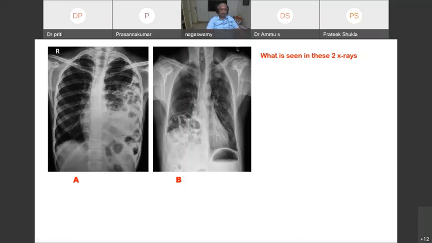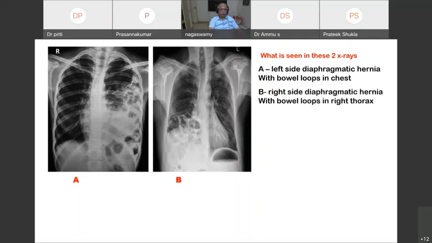Is it looking like an adult X-ray or a child's X-ray? It is looking more like an adult X-ray, sir. So that can be a traumatic diaphragmatic hernia. Whereas this is the right-sided diaphragmatic hernia. Again, bubble shadows are seen on the right side. Okay. So A is a left-sided diaphragmatic hernia with bowel loops inside the chest, and B is a right-sided diaphragmatic hernia with bowel loops in the right thorax.